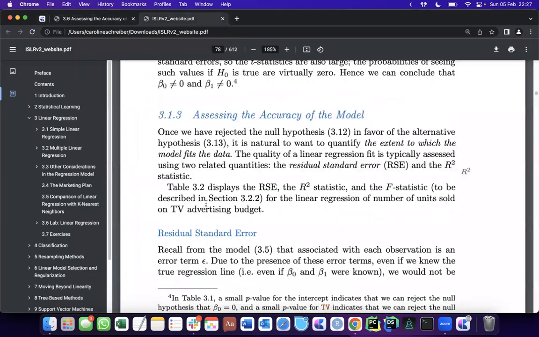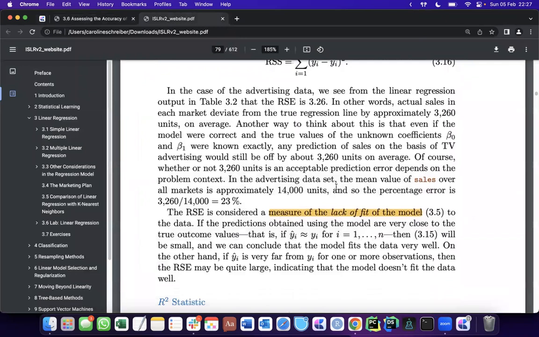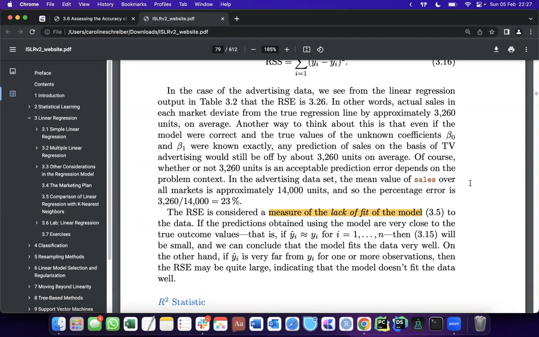I think we went into it a little bit in the book over here. So we were saying, if everything was completely true, and the unknown coefficients were known exactly, any single prediction of sales would still be off by about 3,260 sale units on average. And then obviously it's got to go down to our context: is that a good amount of units to be off? Maybe our model can be updated. Maybe we're not capturing all of the information that we have. There might be another variable that's affecting this relationship.